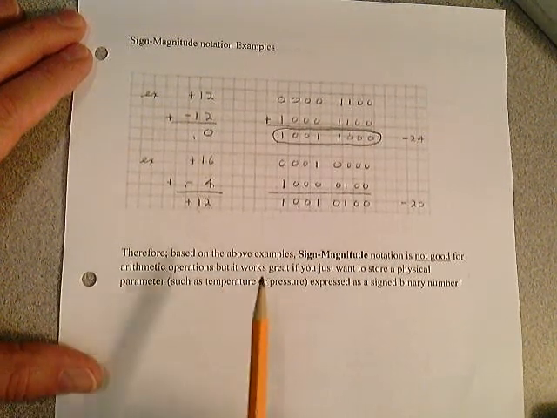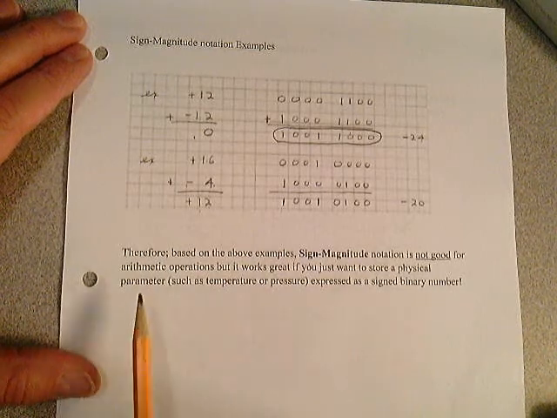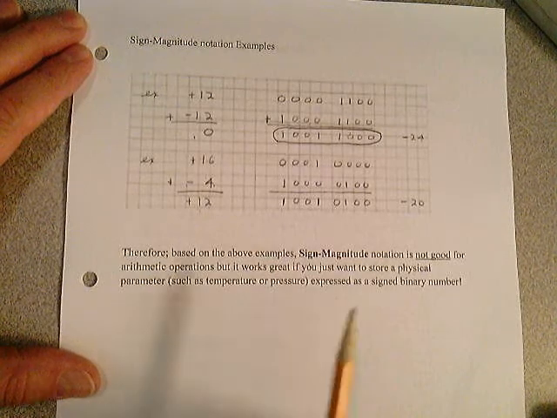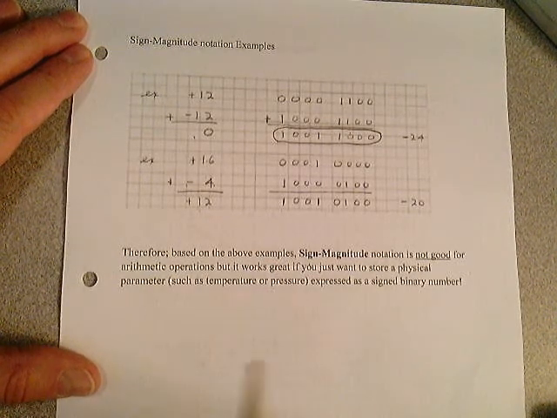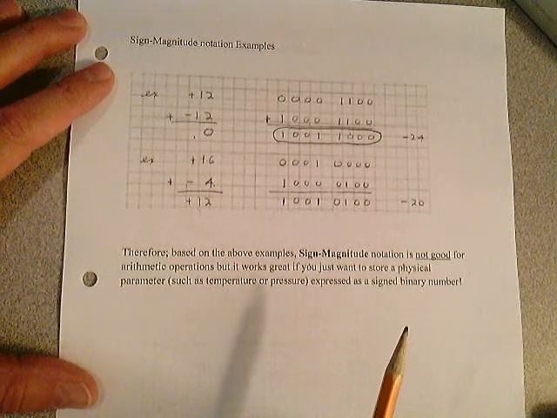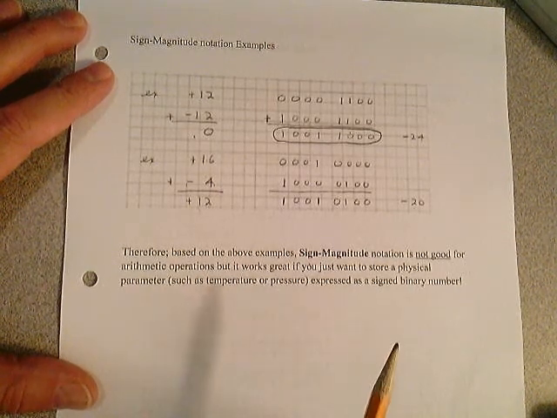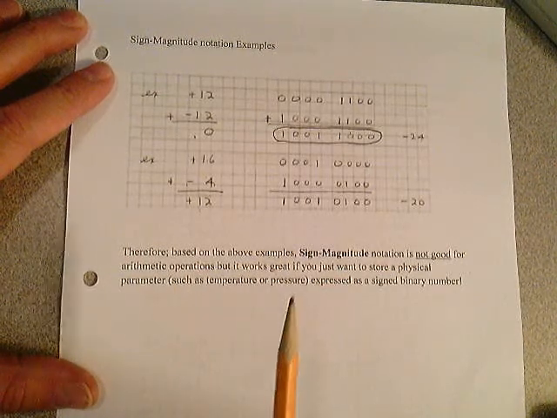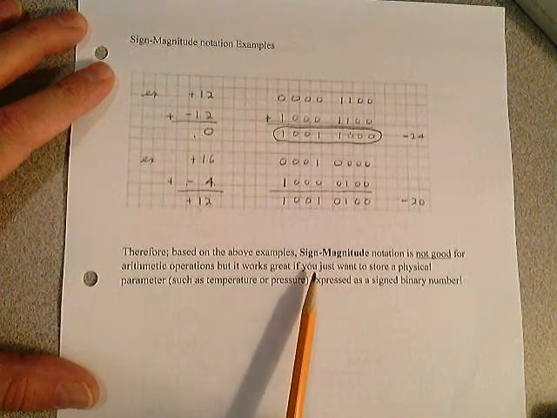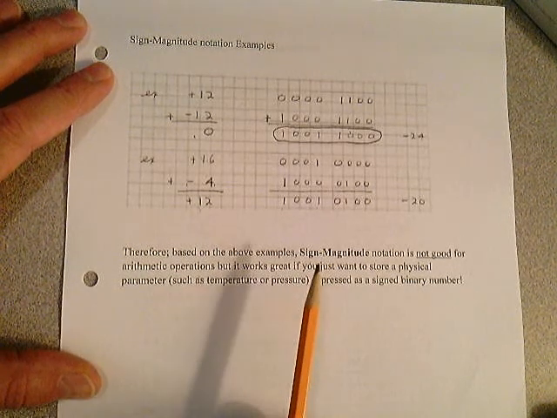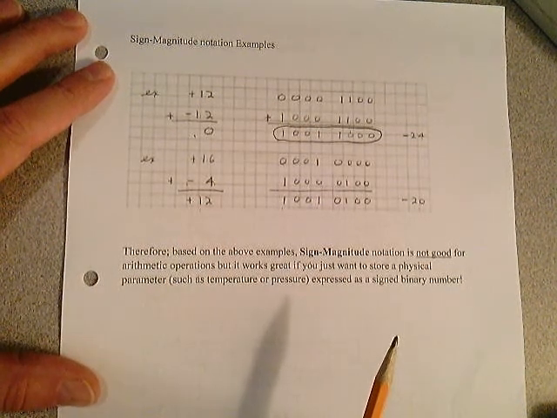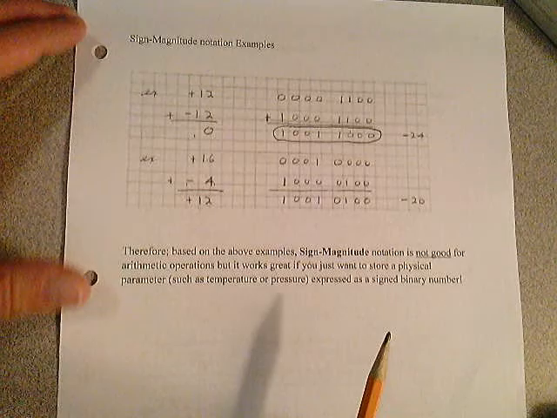But you know what? It works great if you just want to store physical parameters such as temperature or pressure and express them as a signed binary number. Like a plus so many degrees centigrade, or a minus so many degrees centigrade, or a plus temperature, or a minus temperature, which would represent a vacuum. It's very useful to store numbers as sign magnitude numbers using this notation, but it can't be used in mathematics.